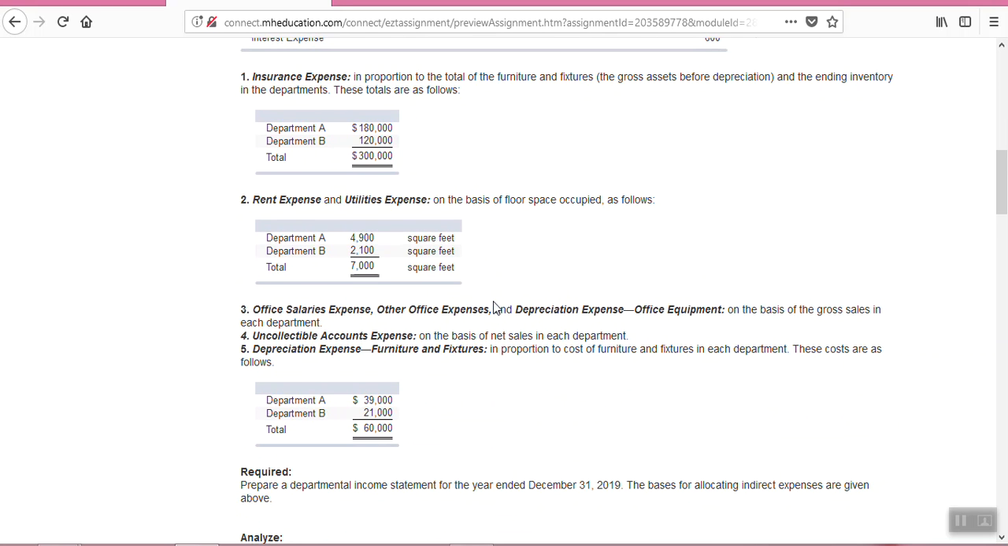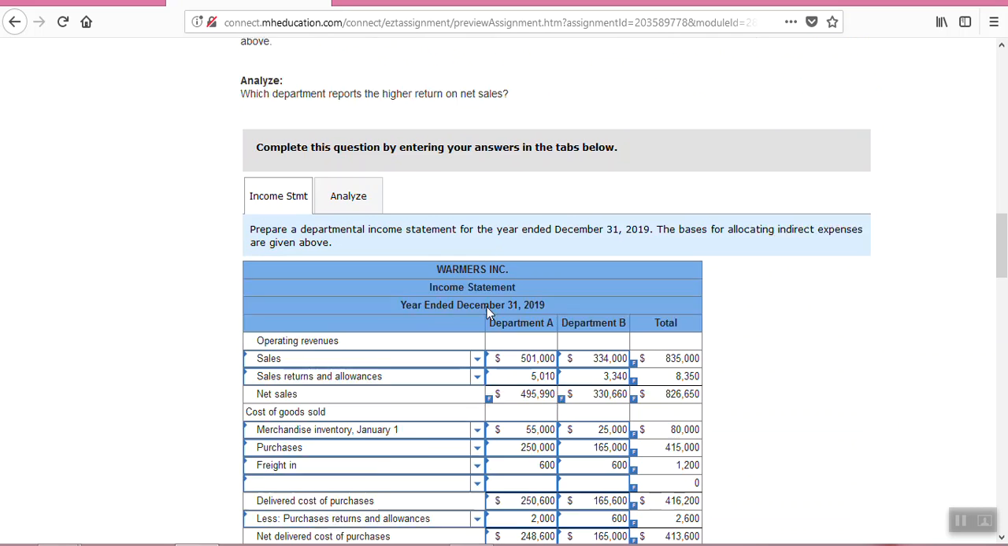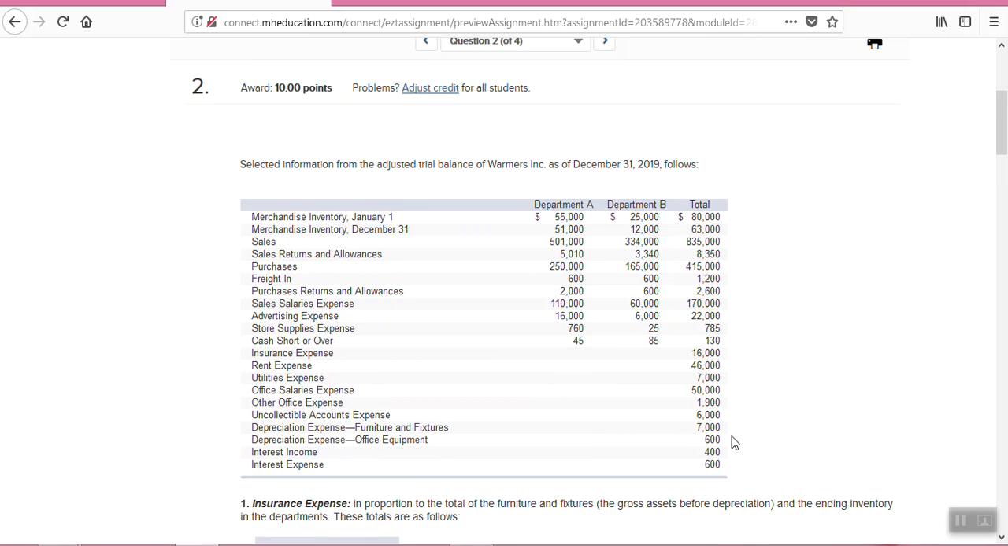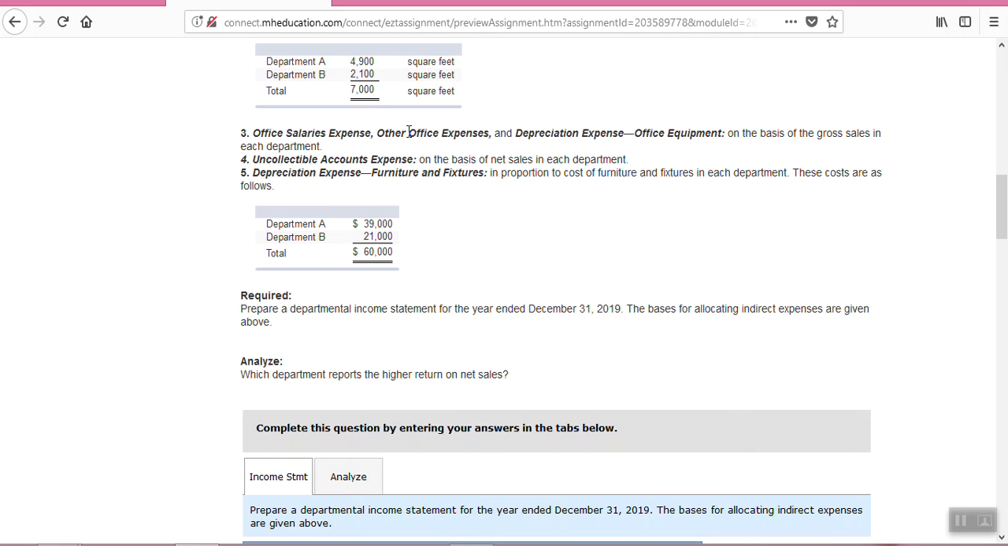To do that, you can either go down here and look at your gross sales, or up here at the chart, look at your sales. It's the same. They did not give us a little chart to look at, but we're going to do the same basic process. We're going to look at their sales, and they said gross. So we're going to take the $501,000 and divide it by the total sales of $835,000. It looks like Department A made 60% of the sales, so Department B has 40%. That's how you're going to allocate those office salaries, office expenses, and that depreciation.